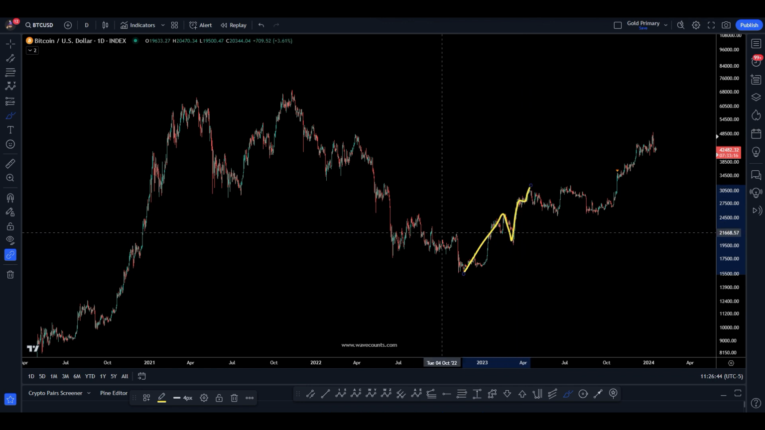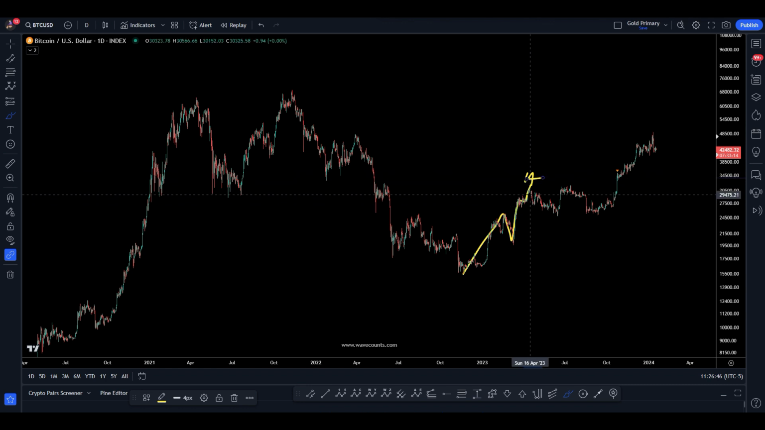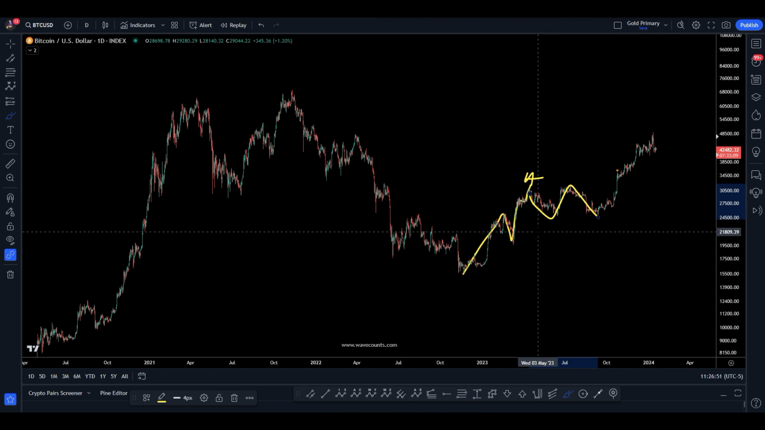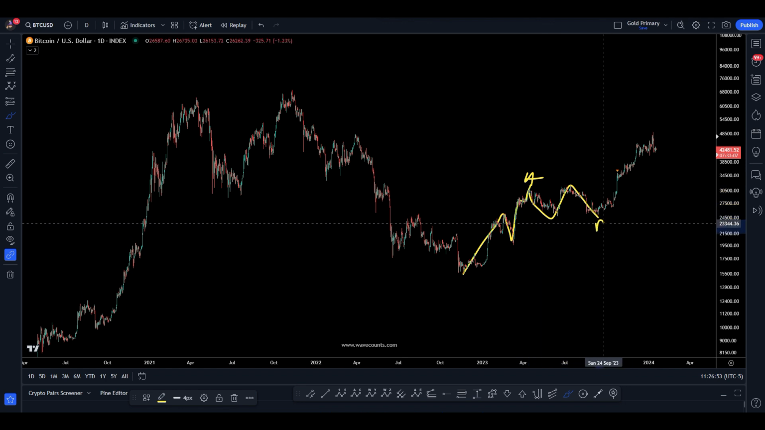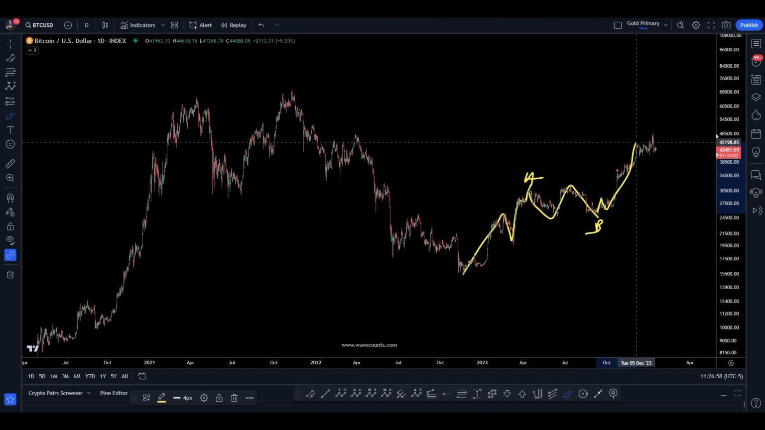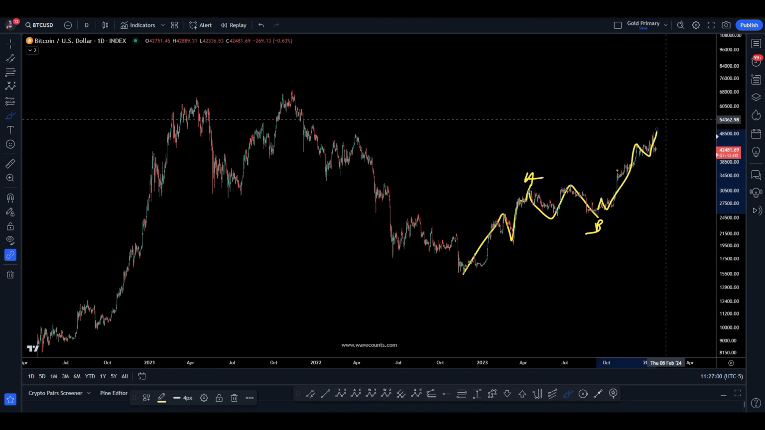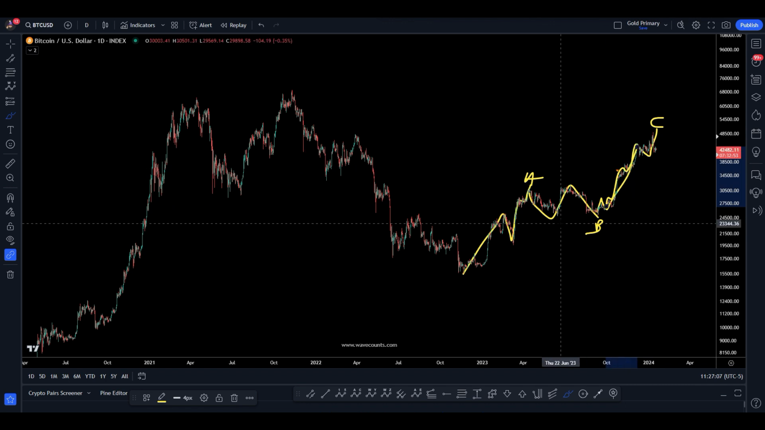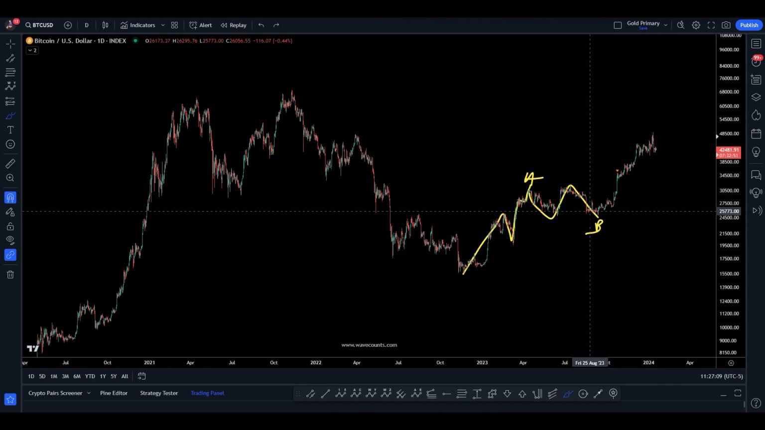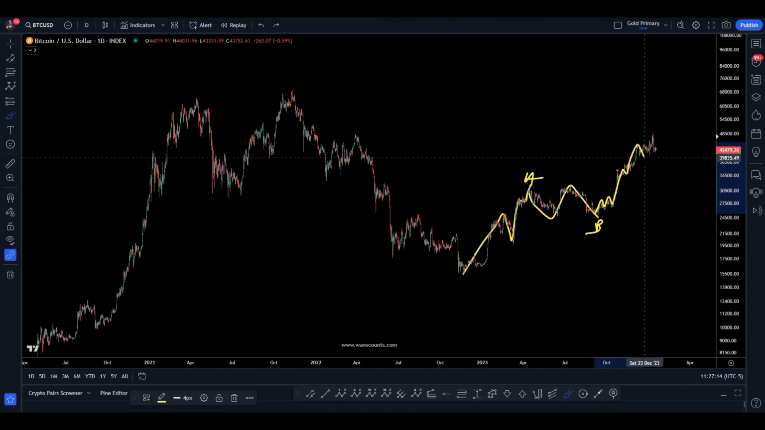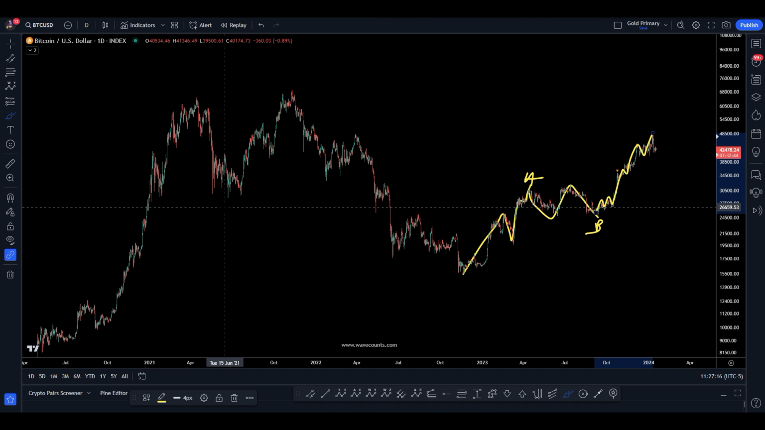A, B, C for a flat. That's your B wave. 1, 2, 3, 4, 5. That's your C wave. Okay, with a third wave extension in there. 1, 2, 3, 4, 5, for a total of 9 waves. 1, 2, 3, 4, 5, 6, 7, 8, 9. Oh my goodness gracious. The same thing happens over and over and over again.